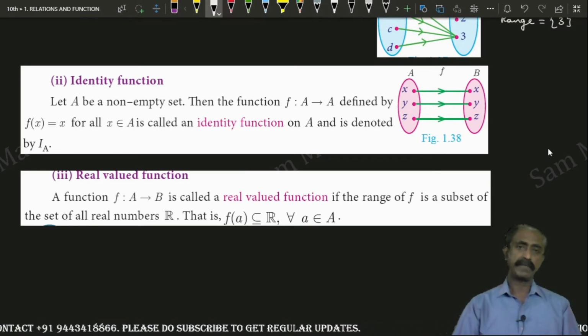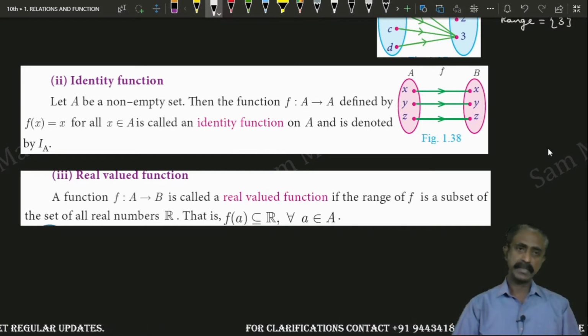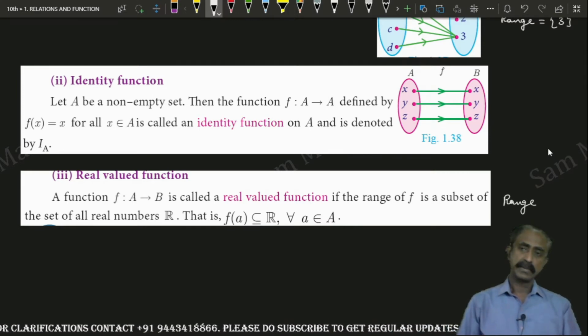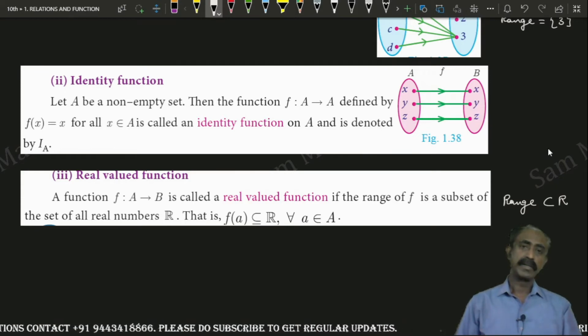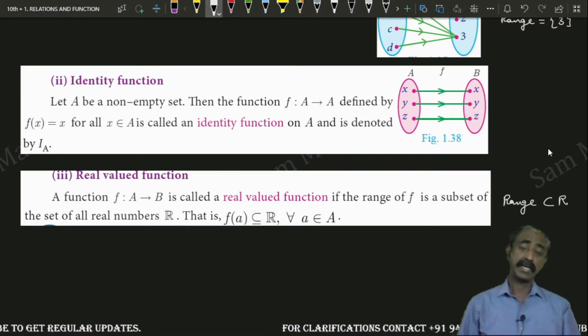Next is real valued function. A function f from A to B is called a real valued function if the range of f is a subset of the set of all real numbers. What is the meaning of that? The range is a subset of R, that is f of a contained in R for all a belongs to A. That is known as real valued function. Clear, children?